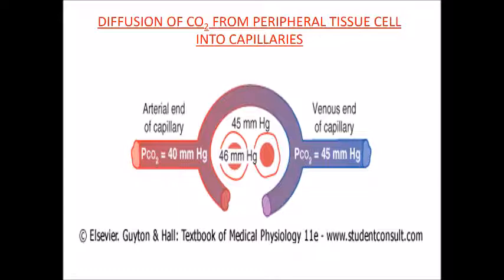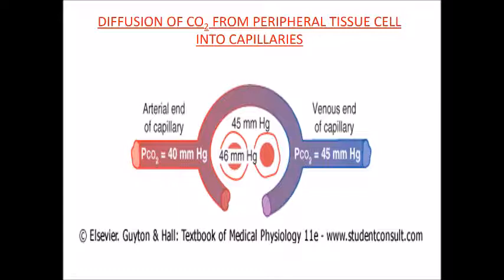Now, if you compare with the oxygen, here the gradient is very less. Only 1 mmHg gradient between cell and interstitium, and only 5 mmHg gradient between interstitium and capillary blood. But this is enough. Why? Because carbon dioxide is 20 times more diffusible than oxygen, as we have discussed in the diffusion lecture.